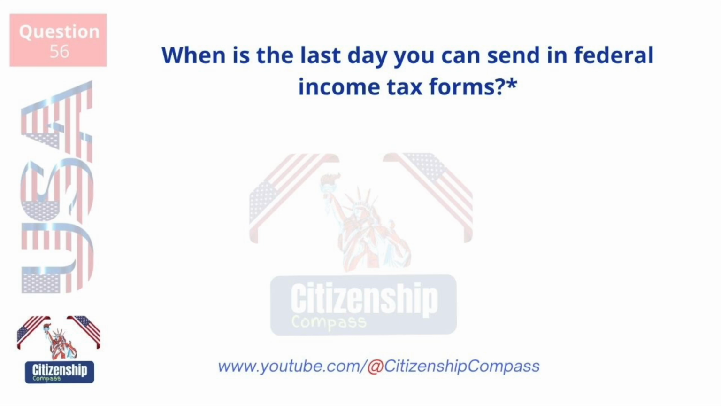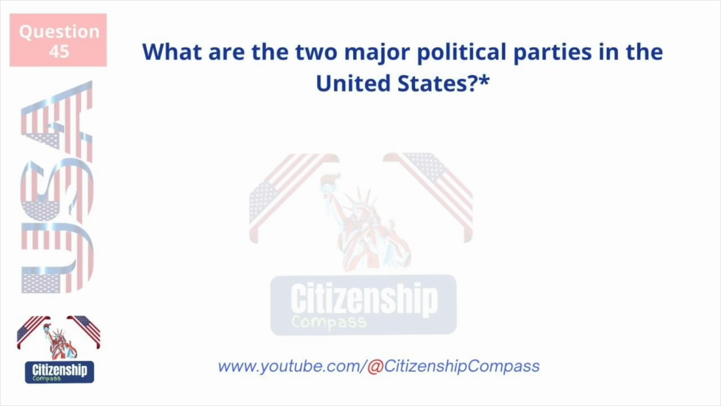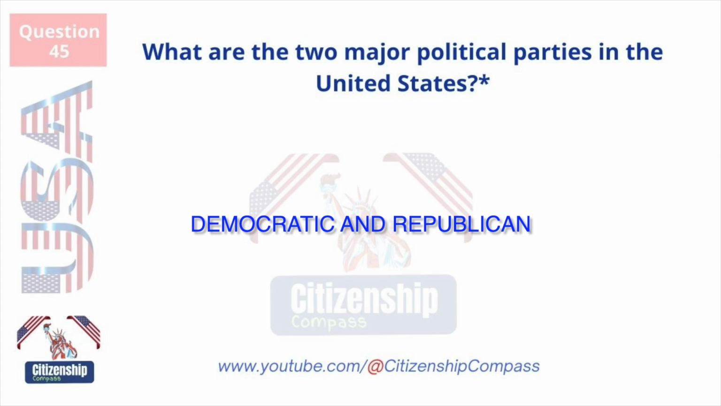When is the last day you can send in federal income tax forms? April 15. Name one branch or part of the government. Congress. What are the two major political parties in the United States? Democratic and Republican.